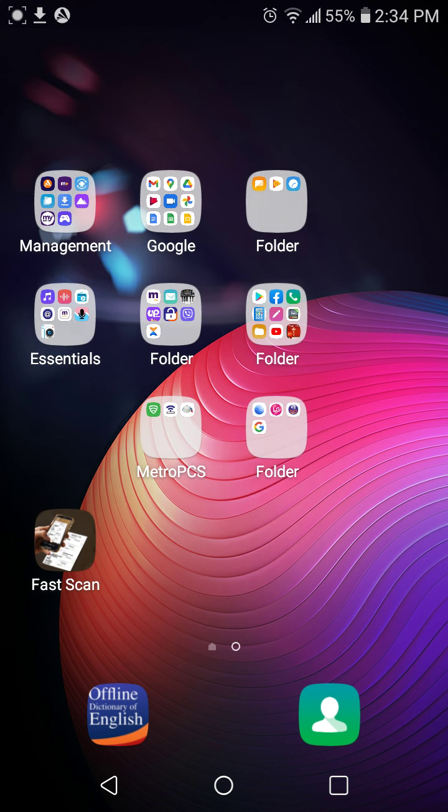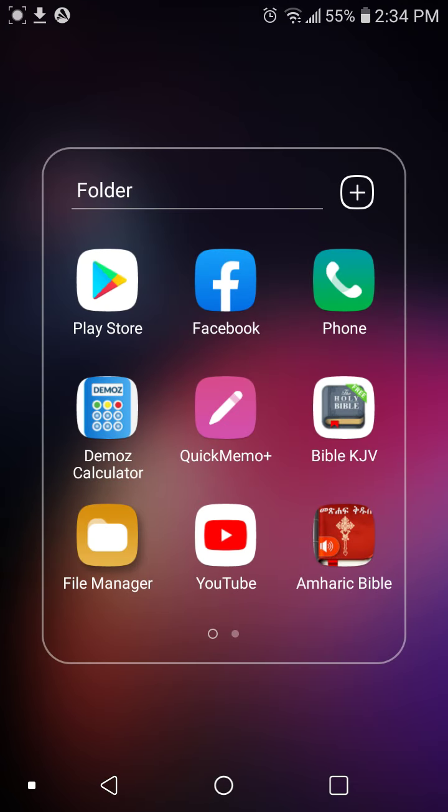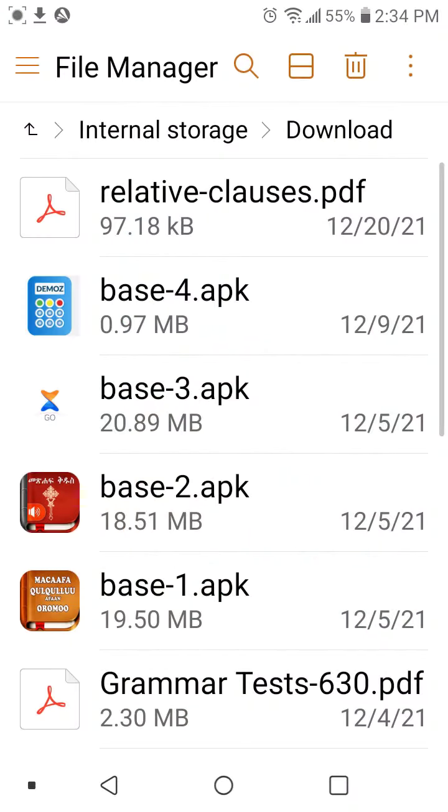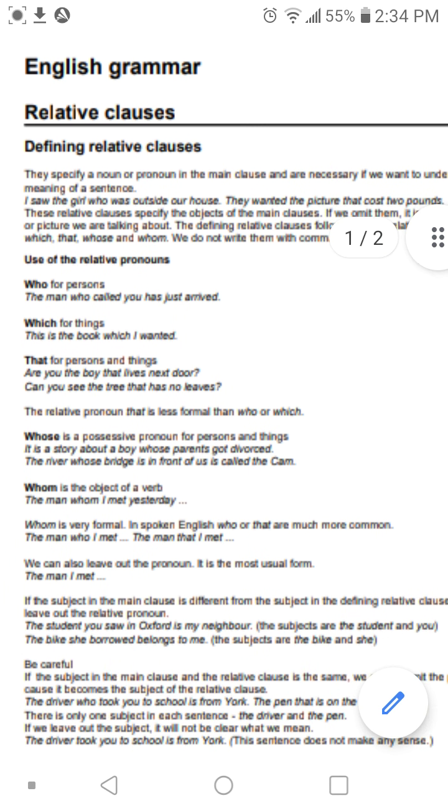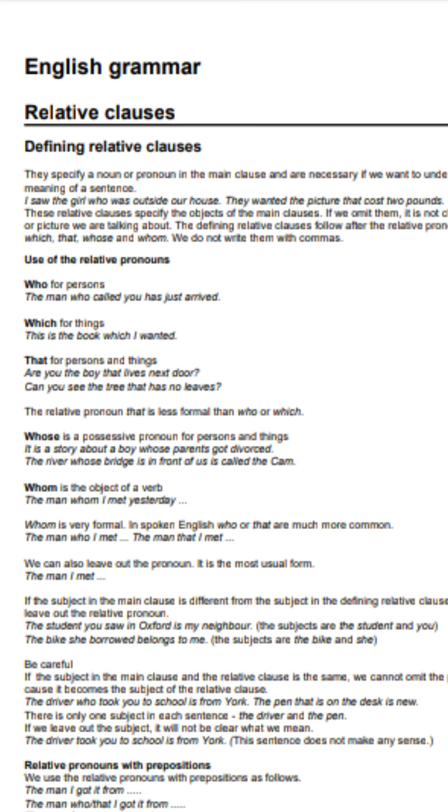Today I'm going to discuss relative clauses, relative pronouns, whatever you call them. Actually, these are types of clauses, and they help identify the noun in the main clause. It can be things, people, places, whatever.